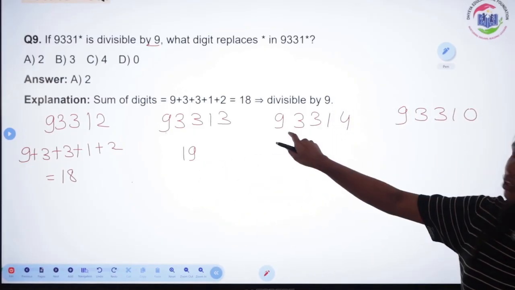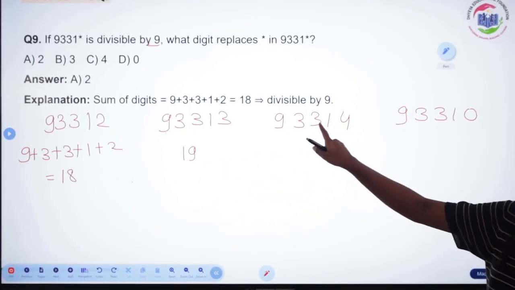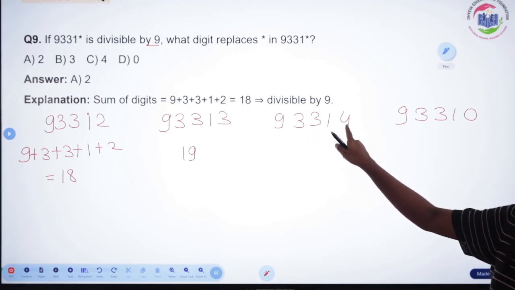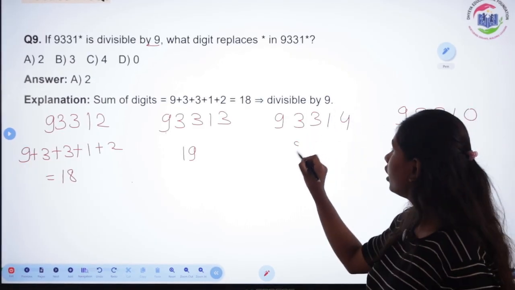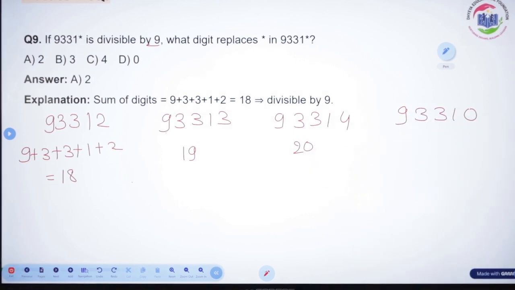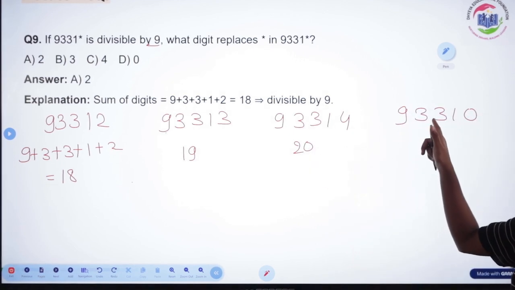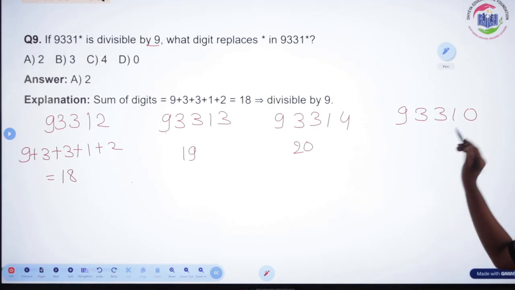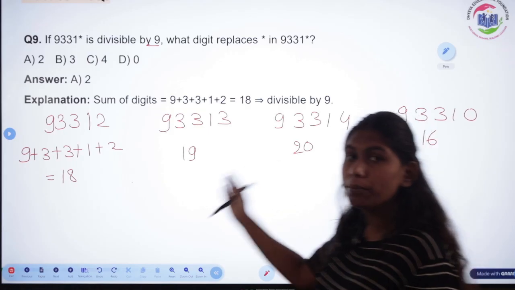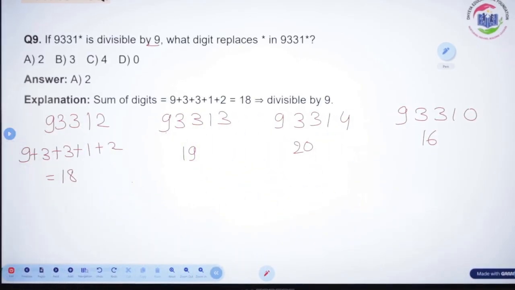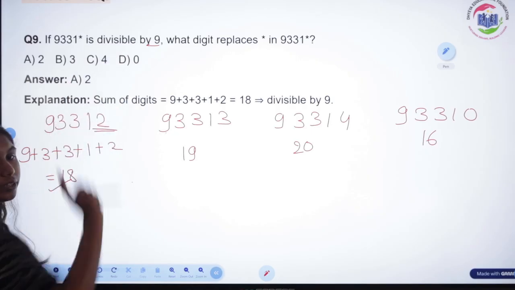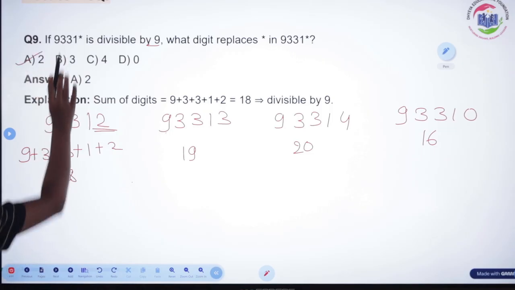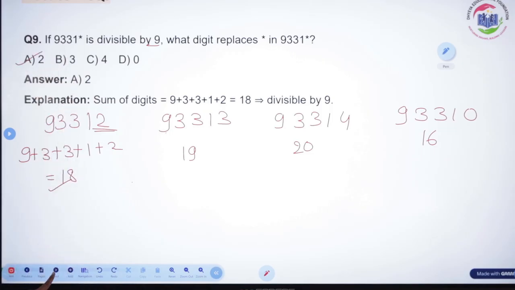Then again with 4 as the last number, you will get 20. Then you add the last number 0, and you get 16. Now which term is divisible by 9 here? That is 18. Means if you add 2 at the last, the number will be divisible by 9. Okay. So option A will be your answer.